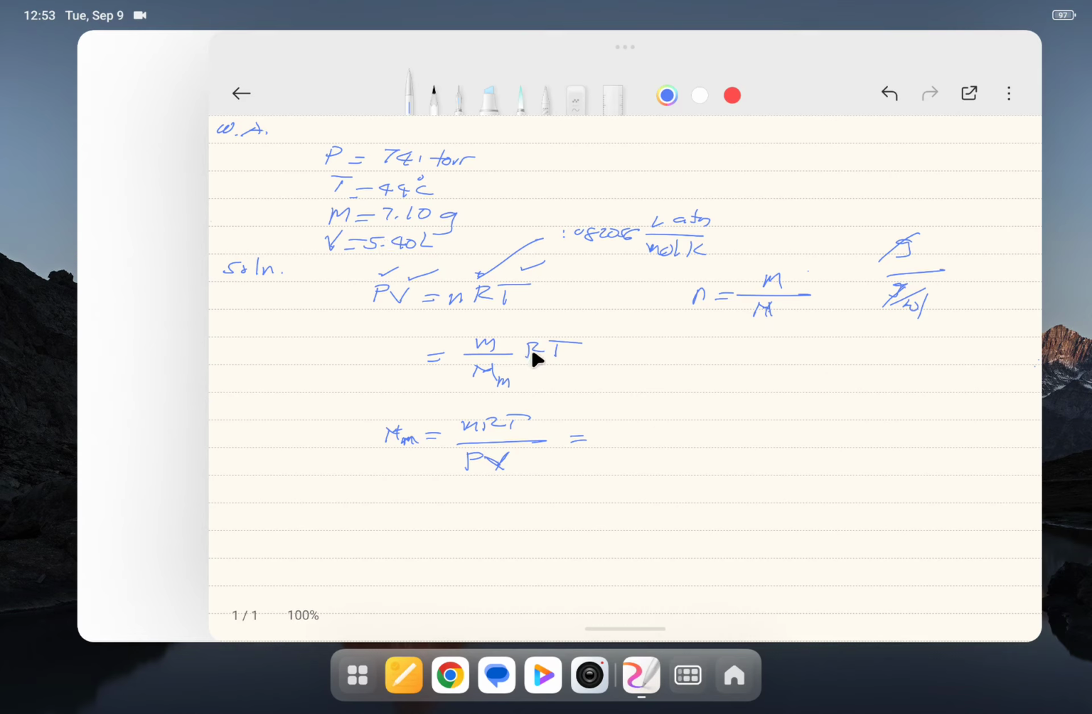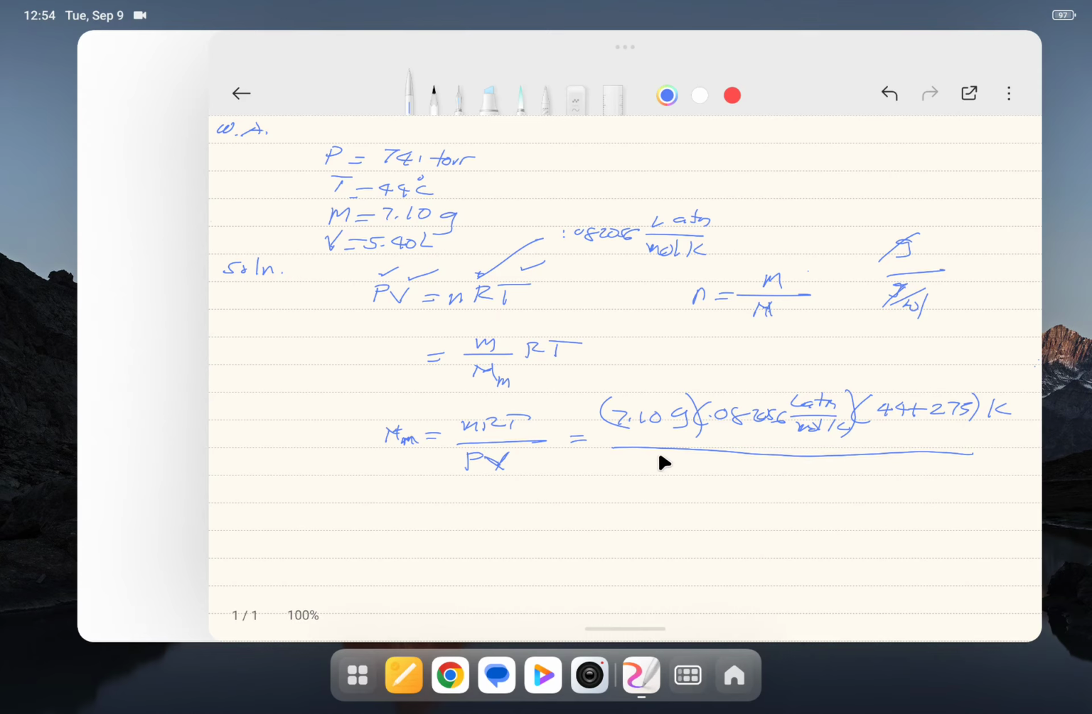M would be given, that would be 7.10 grams, and then your R is 0.082056, units is liter atm per mole Kelvin. Again, that's a constant. You should be writing it down because this is an open formula, open constant subject. If you don't have any constant, that's your problem, that's not mine. And then temperature, of course, for your gas law, we should be using the Kelvin. So that must be 44 plus 273, and that will give us Kelvin.